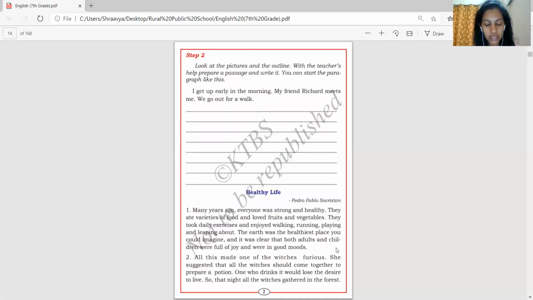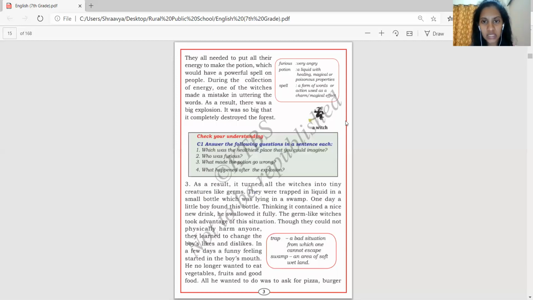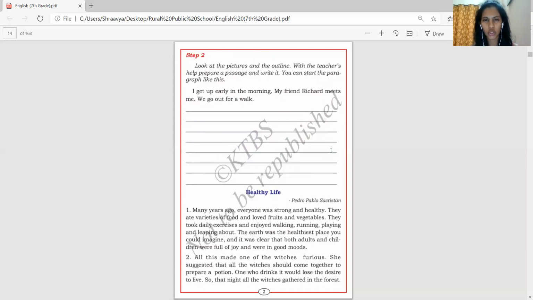Okay, second paragraph. All this made one of the witches furious. Now, what is a witch? You can see this small little lady here. That's a witch. Furious means what? It means very angry, right? So she got very angry.